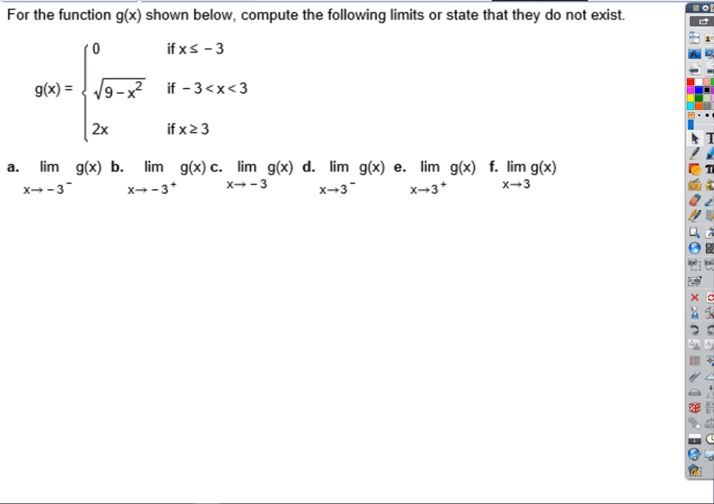So we want to take these limits or state that they don't exist, right? So how are we going to do the limit of g of x as x approaches -3 from the left?